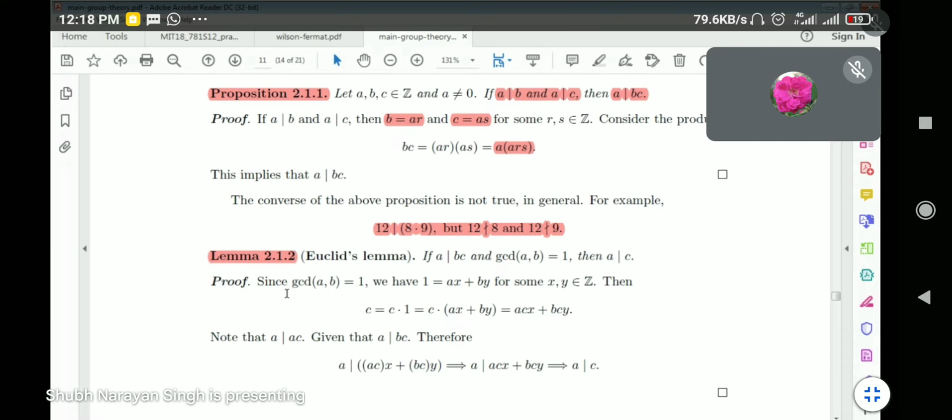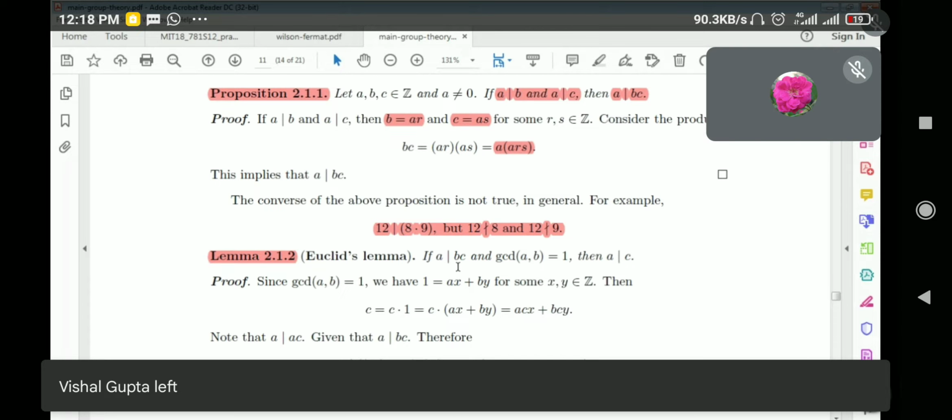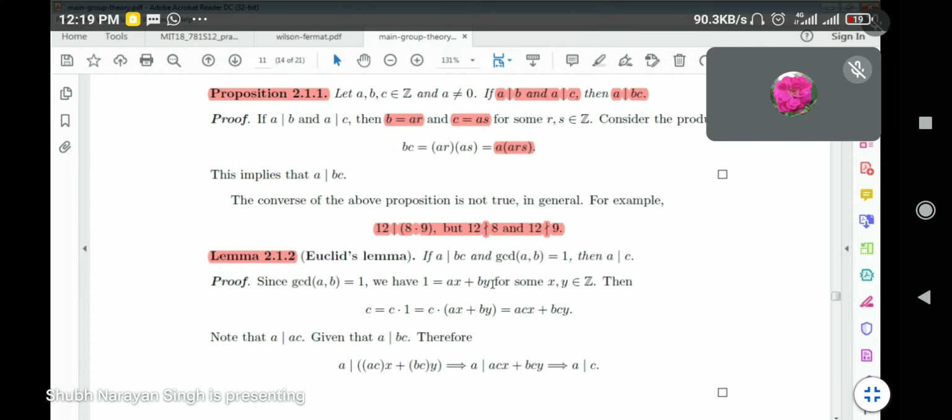And what this lemma says is, suppose we have three integers A, B, C, where A is non-zero by default, because we are going to divide by A. If A divides the product BC, and also this another information, GCD of A and B is 1, then in this case, we conclude that A divides C, another component of the product.